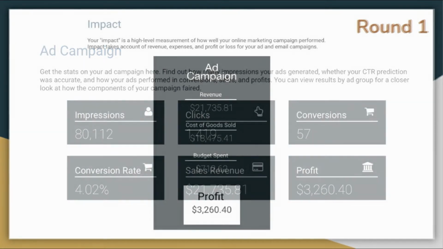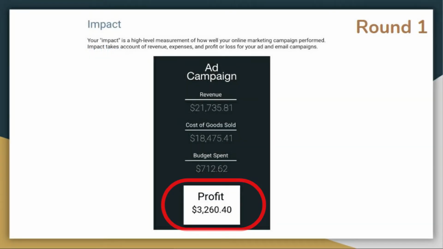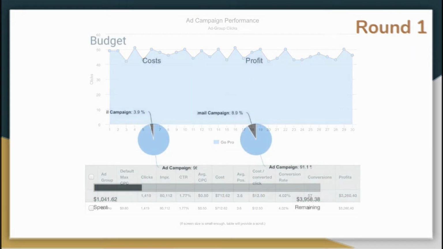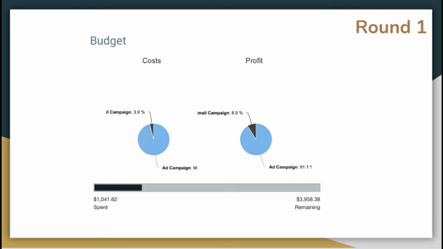Our profit was also moderate, about $3,260. However, the quality score was 3.6, which is not good enough, maybe due to some irrelevant keywords and poor landing page relevance. Moreover, due to the poor matching of keywords with landing pages, the budget was not spent efficiently, only about 20% was spent. Based on the results of round 1, we listed some of our challenges.